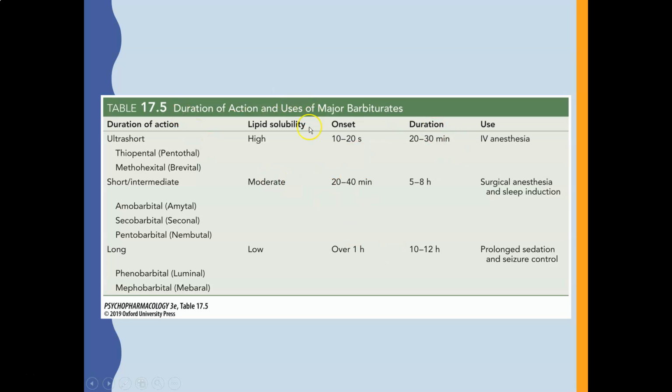So here are some duration of action and uses of major barbiturates. One of the things that you're going to notice is that a lot of these barbiturates are not used for anxiety. They are used for anesthetics for things like surgery or for sleep induction. So here we have different durations of action. We have ultra short, like thiopental or Pentothal, Brevital or methohexital. This is very highly lipid soluble. It has a very rapid onset but a short duration.